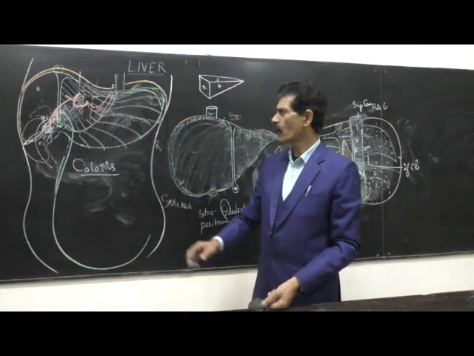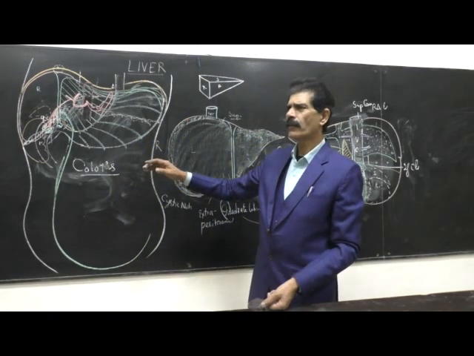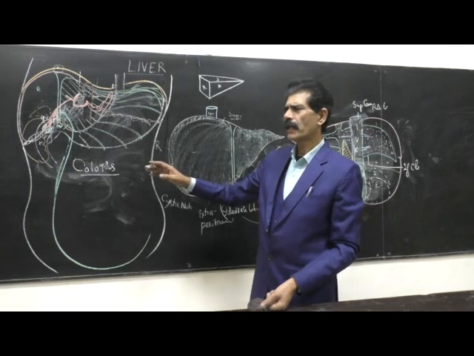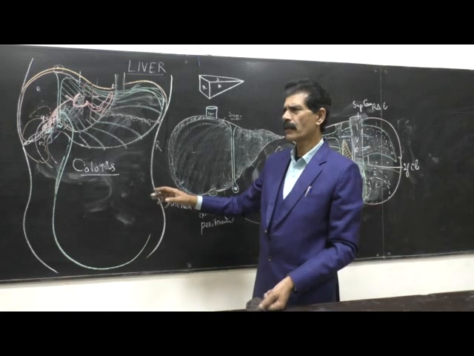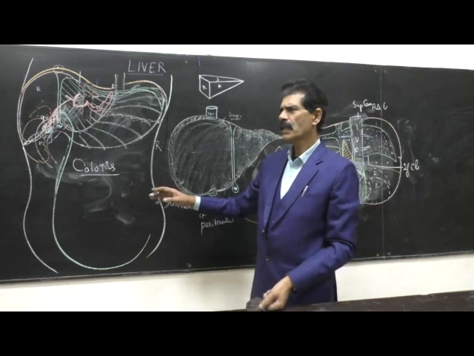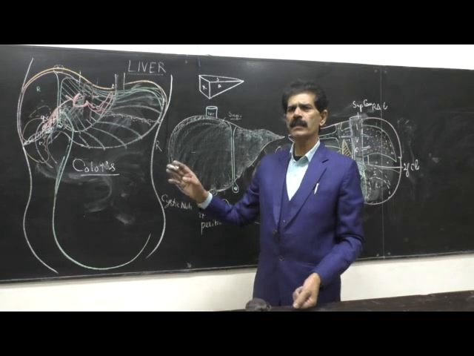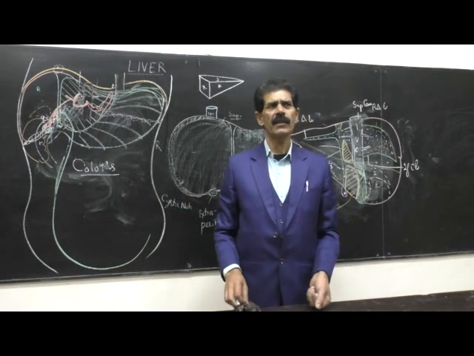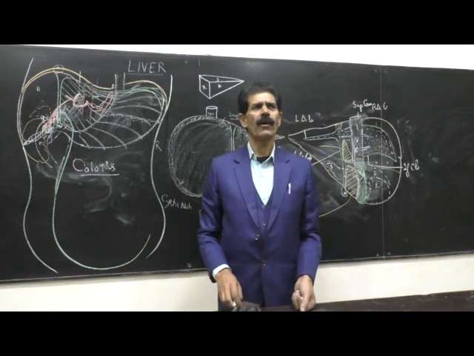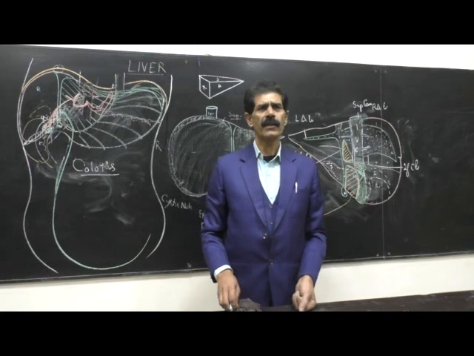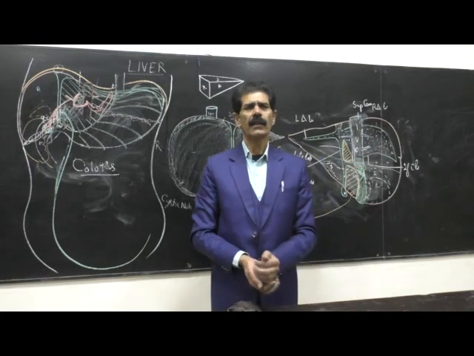So this Callot's triangle is made by the inferior surface of the liver on one side, and here the right hepatic artery and hepatic artery proper, and in this lies the cystic artery. So this cystic artery, for the ligation in cholecystectomy, is a very important point that is called the Callot's triangle. That's all about the liver morphology.